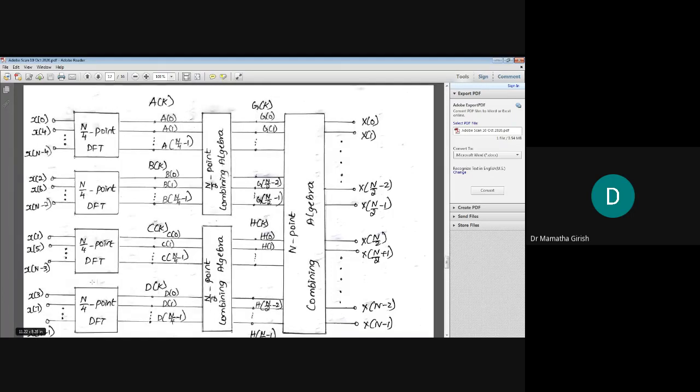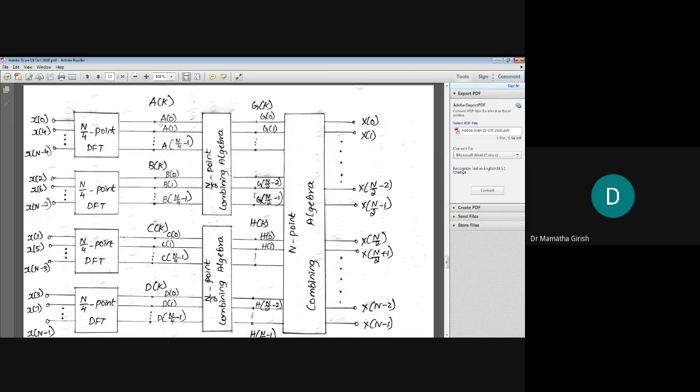So again, if you go for the next stage, what is going to happen? This N by 4 point DFT has to be split into 2 N by 8, this into 2 N by 8, and so on. Till where do we go on decimating? Till I end up in 2 point DFTs. So for the first N by 4 DFT, these are the inputs. For the second structure, the inputs, so on for the third and the fourth structure. The output of this is A of k, this is B, this is C, and this is D.